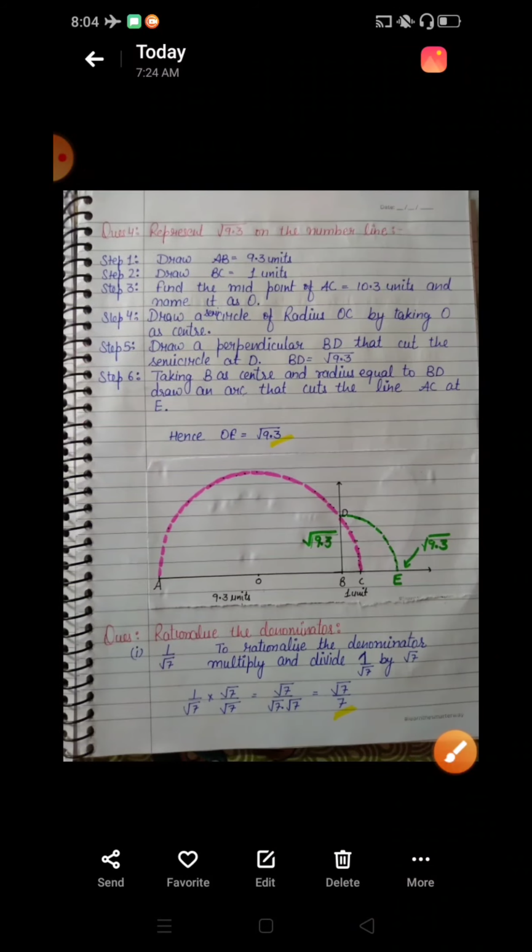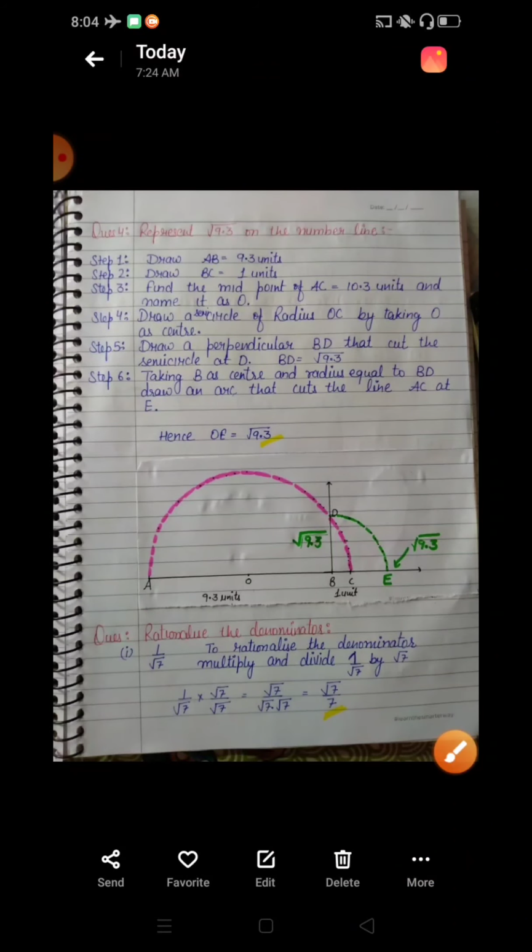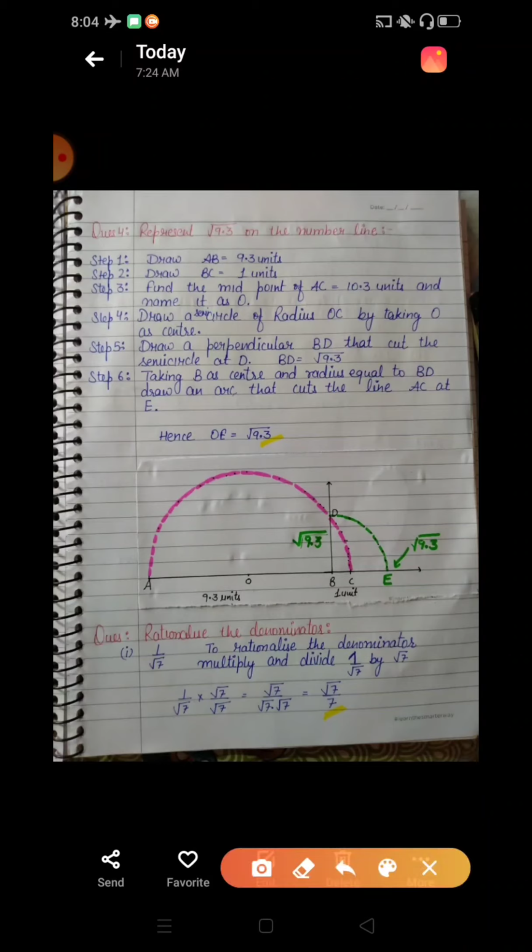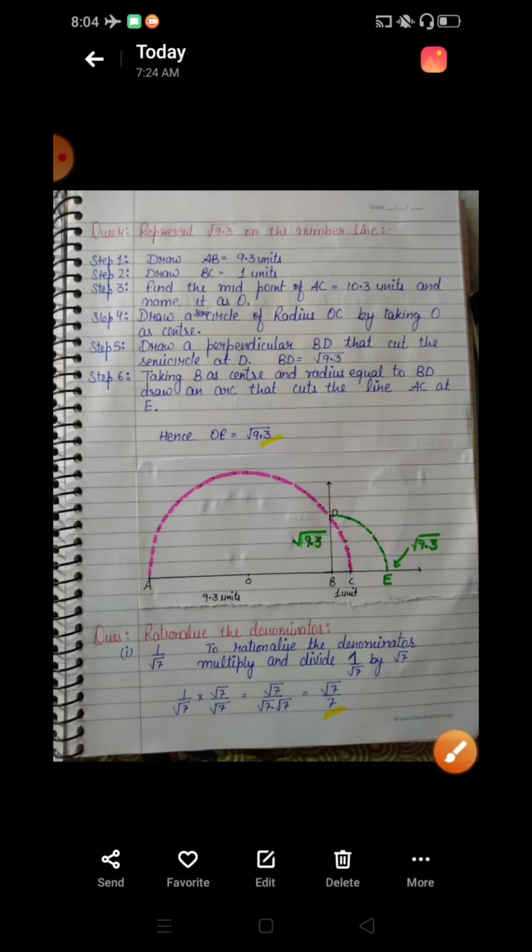Now the fourth question: you have to represent root 9.3 on the number line. So what you have to do, the first step, you have to draw a straight line AB equal to 9.3 units. Then you have to draw BC equal to 1 unit.